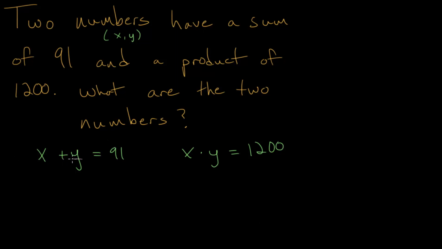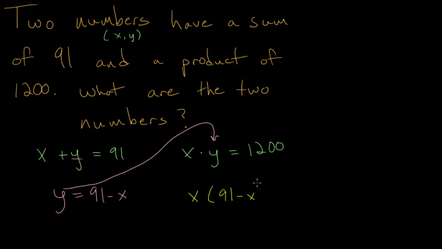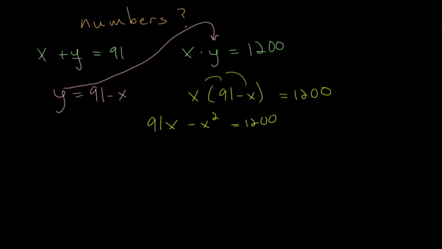And we can take this first equation and solve it for one of the variables. Let's subtract x on each side. We get that y is 91 minus x. And once we solve this for y, we can substitute into the second equation. And by doing so, we get x multiplied by y, which is now 91 minus x. This is equal to 1200. And distributing, we get 91x minus x squared is equal to 1200, which is a quadratic equation.